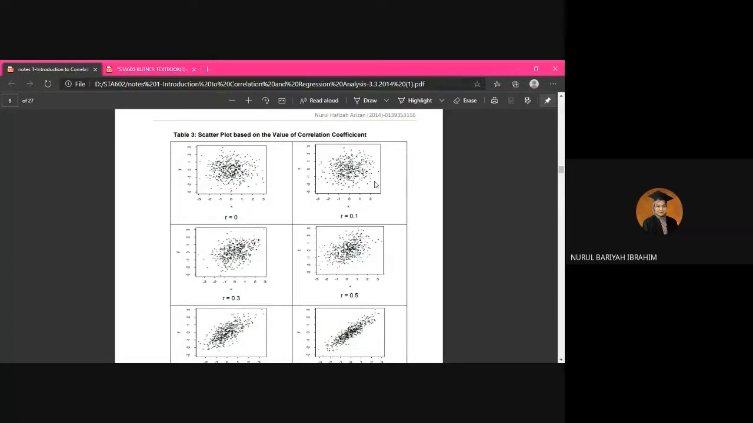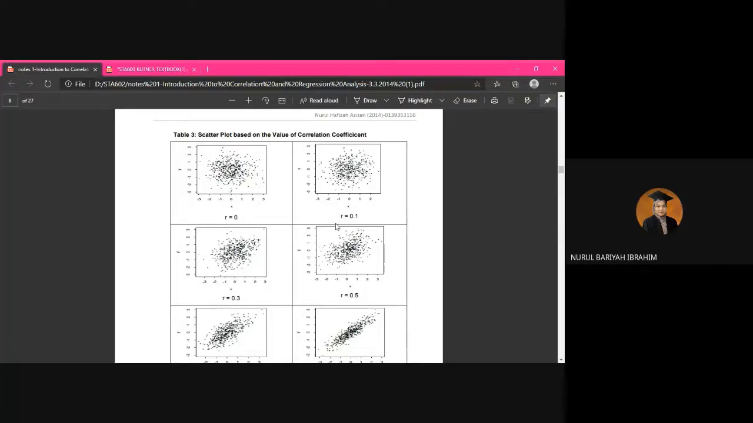Okay, let's say this diagram, if we look with the naked eye, it looks like no relationship also, because there is no trend. But actually, when we calculate the value of R, the value of R is 0.1. So it means that there is a linear relationship, but it is a weak positive linear relationship between these two variables.